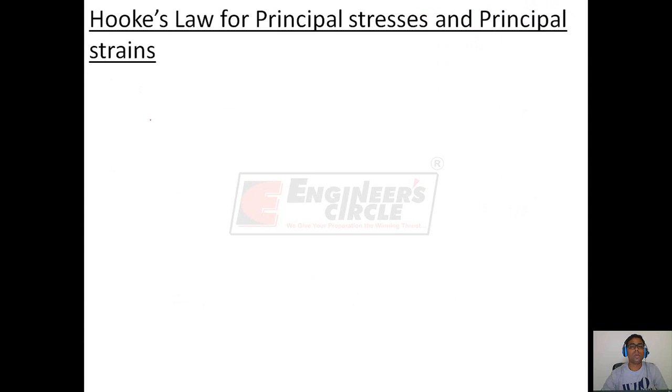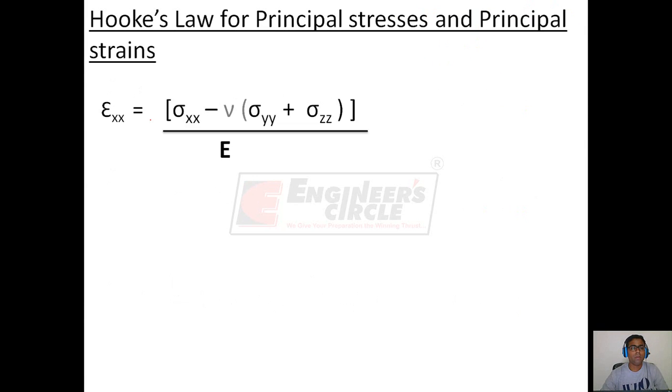Now we can also write Hooke's law for principal stresses and principal strains. We have found that the normal strain epsilon xx can be written as sigma xx minus the stresses in two perpendicular directions. We have learned that at a point the principal stresses sigma 1 and sigma 2 are perpendicular to each other. Consider a plane state of stress at a point. So sigma 3 will be equal to 0.